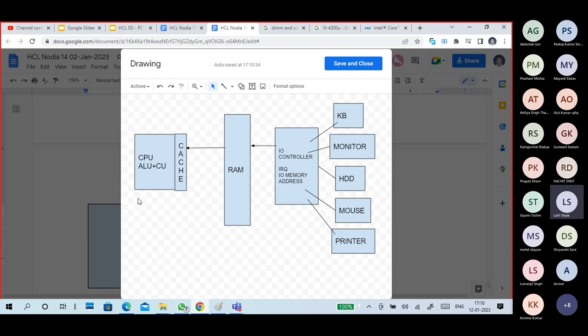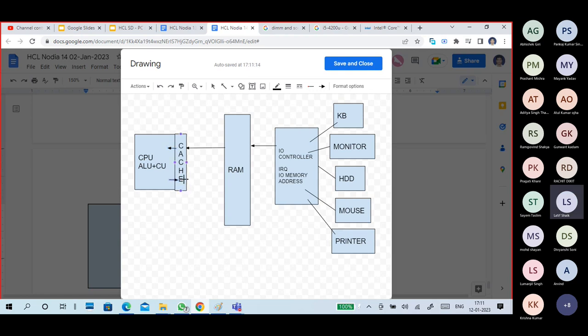L1 cache memory, L2 cache memory, L3 cache memory. Each level has an instruction cache and a data cache. This cache memory gives the instructions and data to your CPU. Because of this, it speeds up the process and keeps the CPU busy, and you get accurate results.